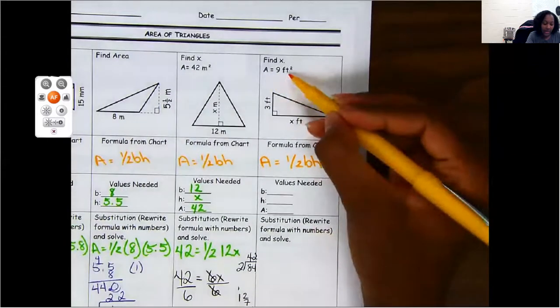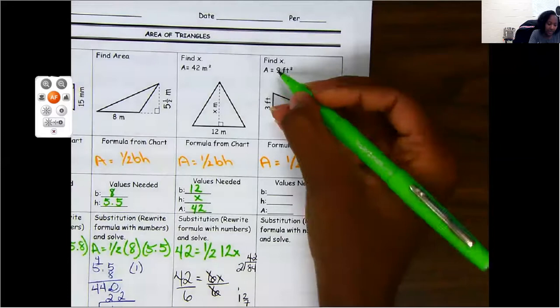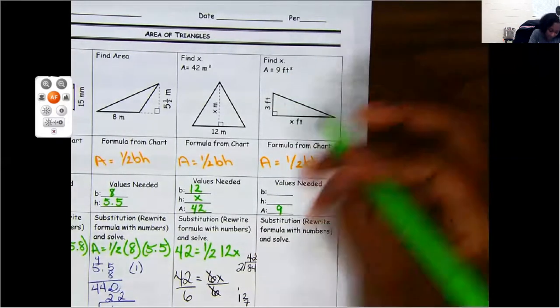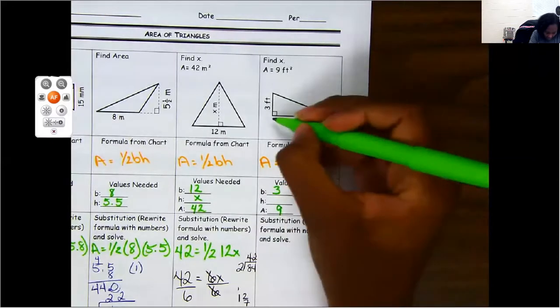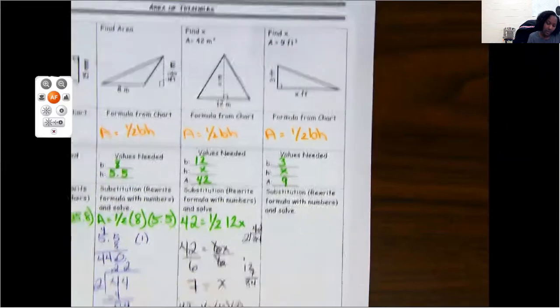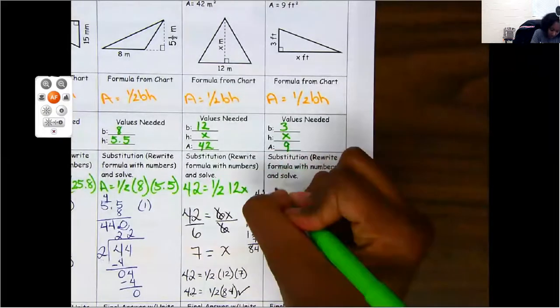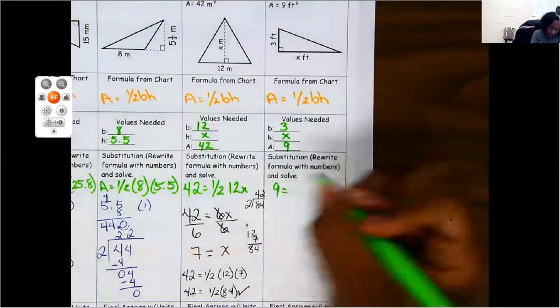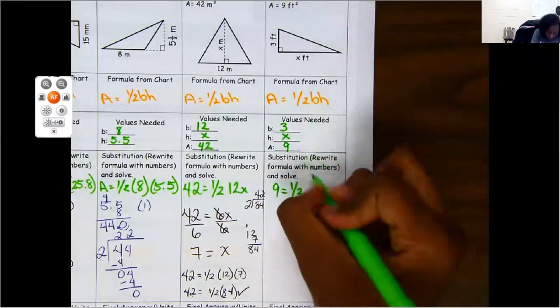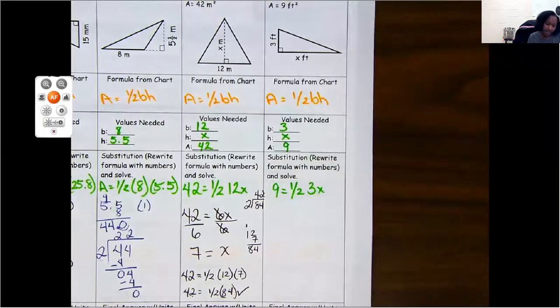Again, they give us the area. It says that the area is 9. My base is 3. And my height is unknown. All right, we're going to rewrite. We're not going to put A. We could put 9 because we know what the area is. Half of the base times the height.